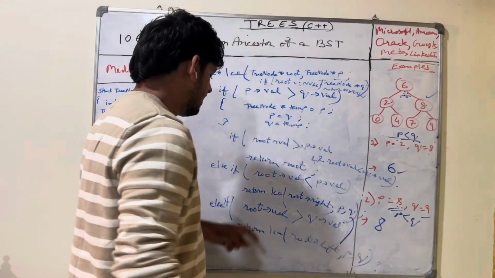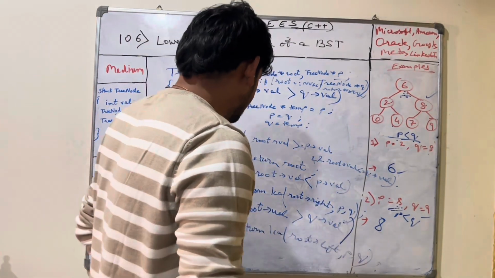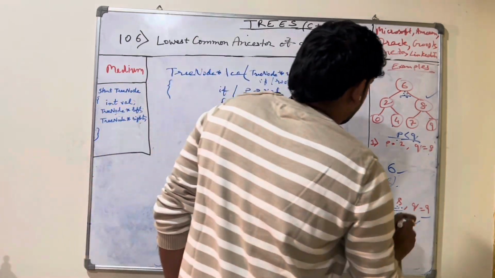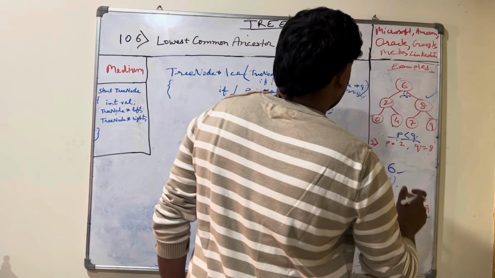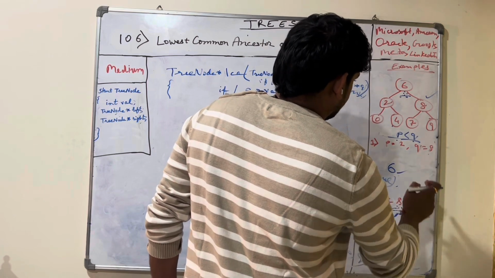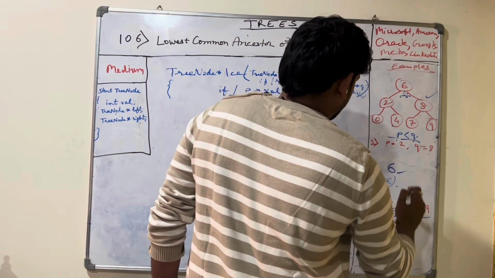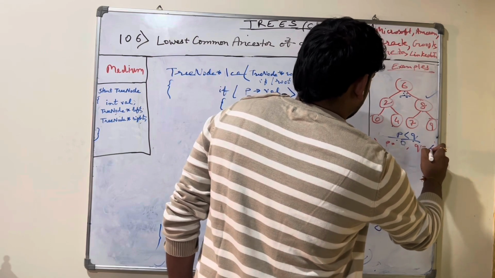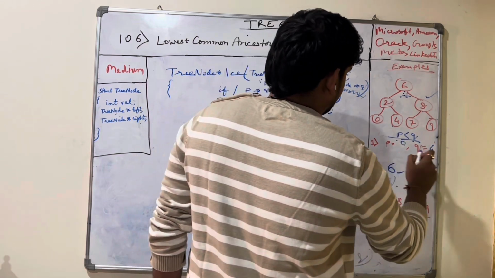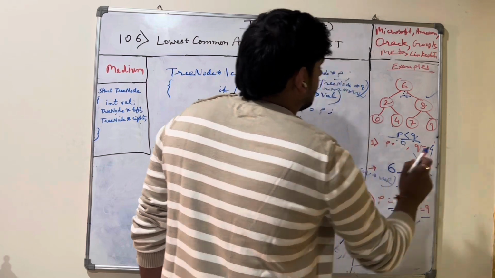Okay, should I try running this? Yes, let's try running this example. For 8 and 9 we have done, right? So let's try running it for say 0 and 4. If p is 0 and q is 4, okay, then what would be our answer? The answer would be 2. How do we come to this answer?